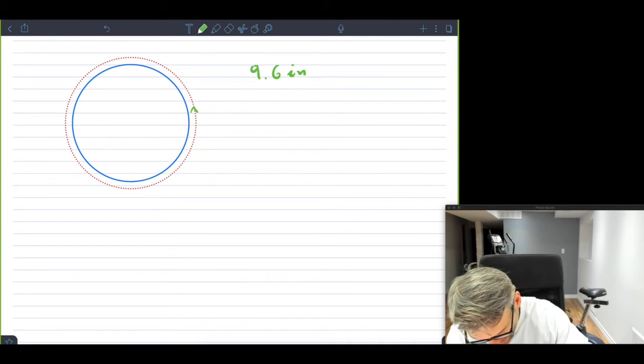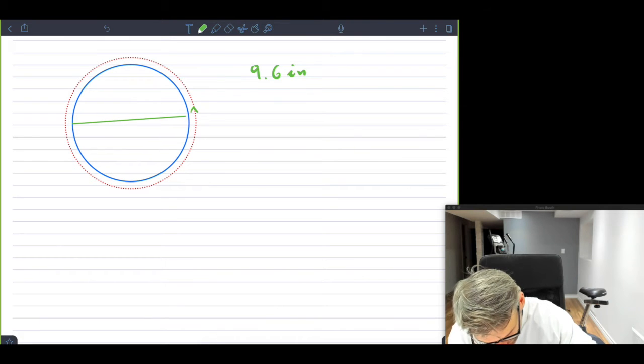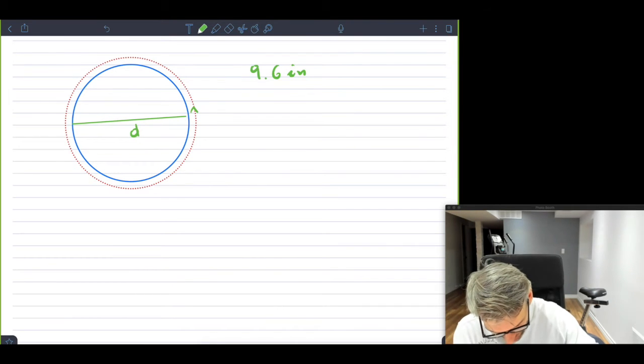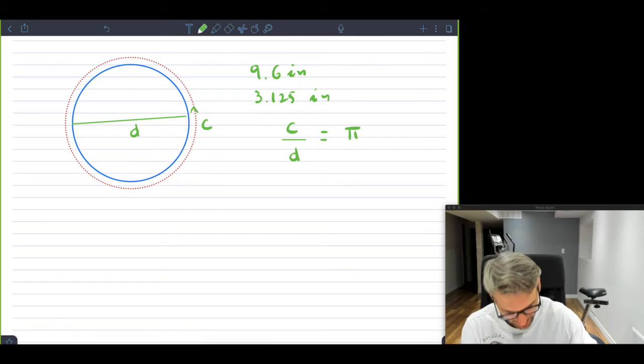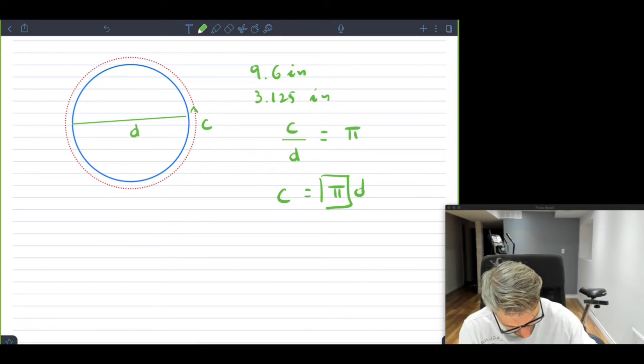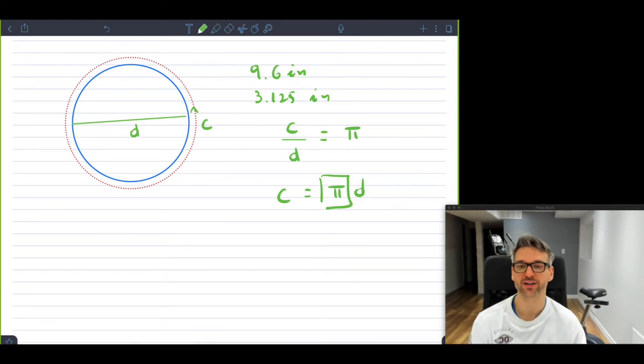And then the diameter, which is all the way across. So this is our diameter. This is our perimeter or circumference. And that one was around 3.125 inches. Okay, so if I divide these, basically I should get my pi. And then these are proportional, where this is our constant of proportionality, which is actually pi itself. So this is what I did.